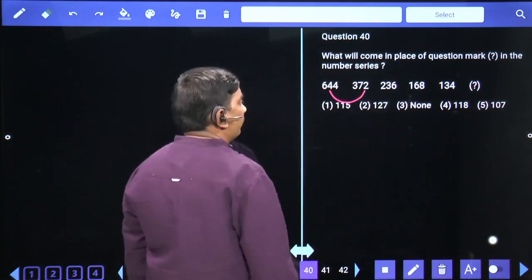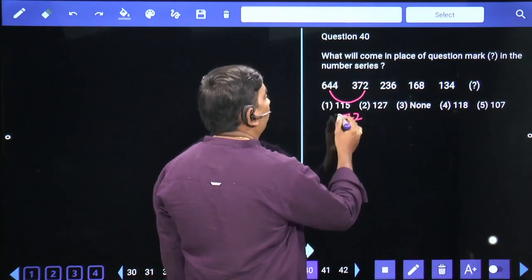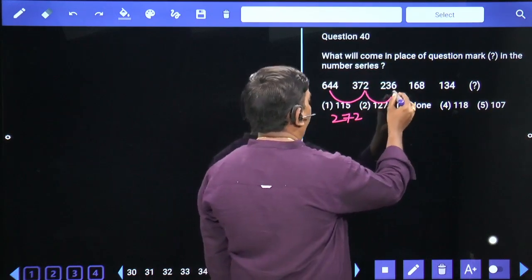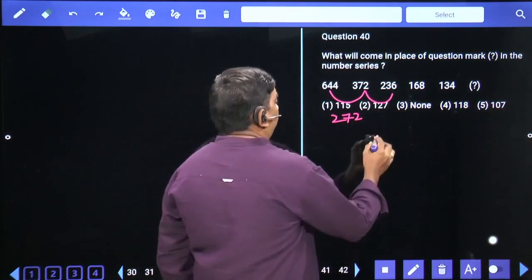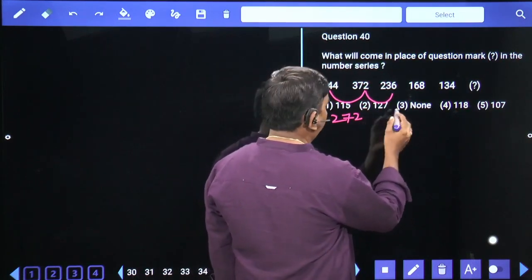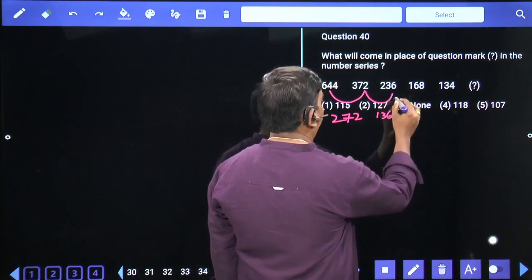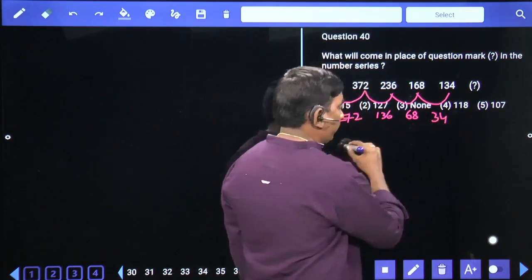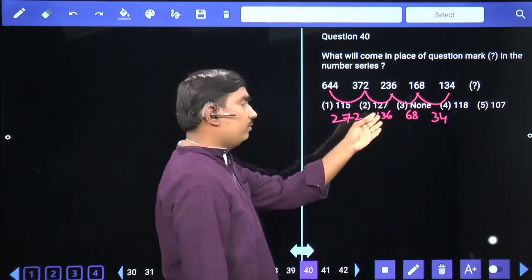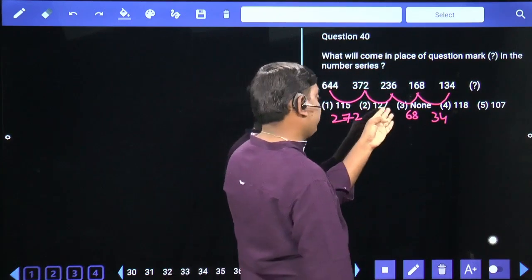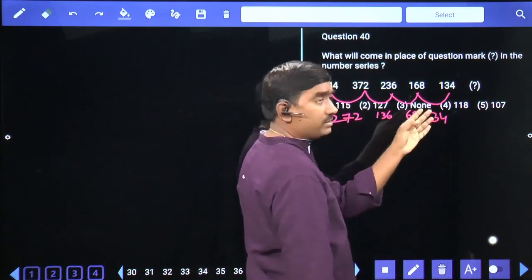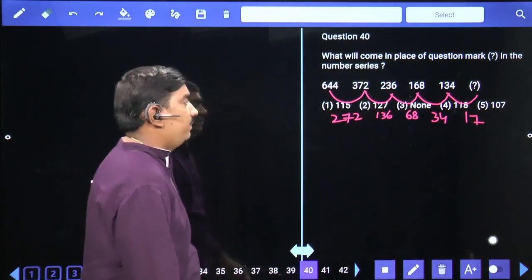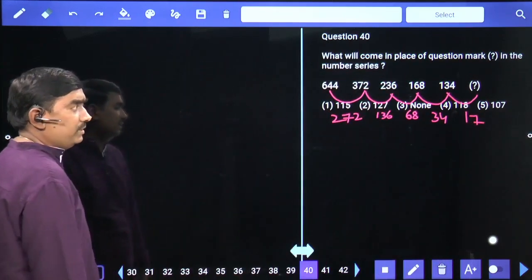Difference 272. Again difference 136. Again difference 68. Difference 34. Difference is half. Half of 272 is 136. Half of 136 is 68. Half of 68 is 34. Half of 34 means 17. So 134 minus 17, 117. None of these is your answer.